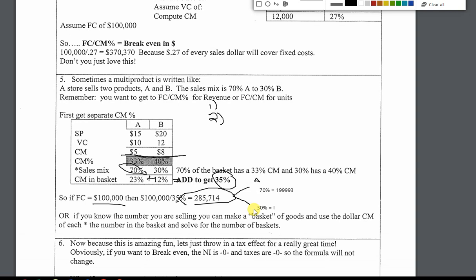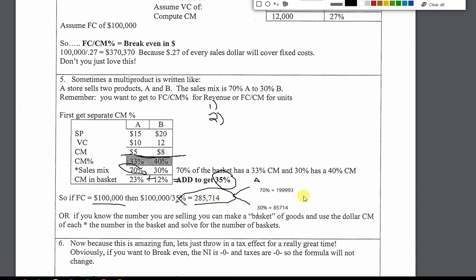And so that is 285,714, my total revenue from the store, but 30% comes from B. So 85,714 from B. Okay, so all I've just done is split out my total revenue between A and B. And so 199,993 plus 85,714 is 285,707. Okay, so I got some rounding differences there. I might have hit a number wrong. But anyway, these two should add up to 285,714, give or take $1 or $2.